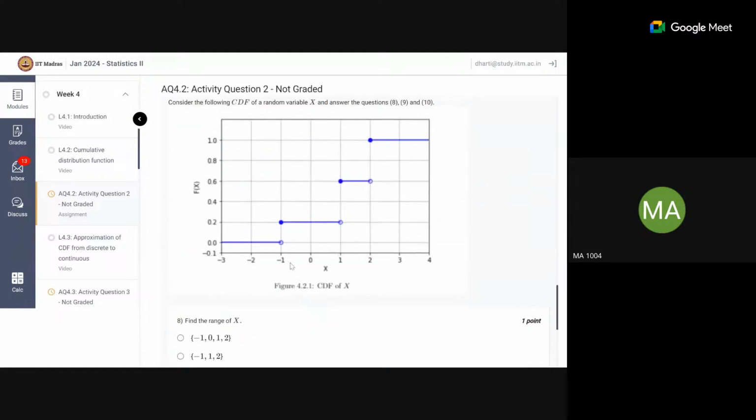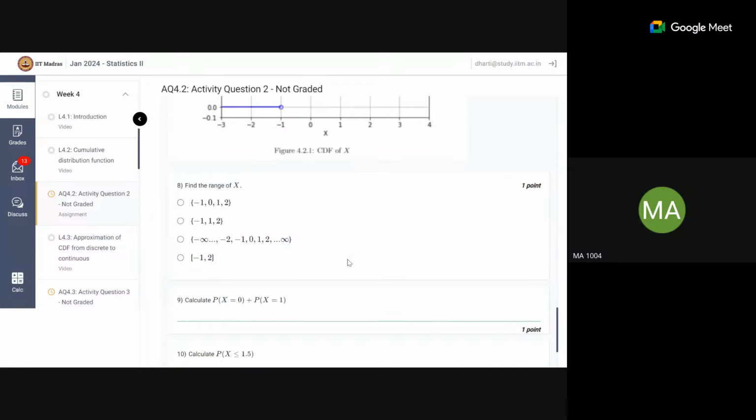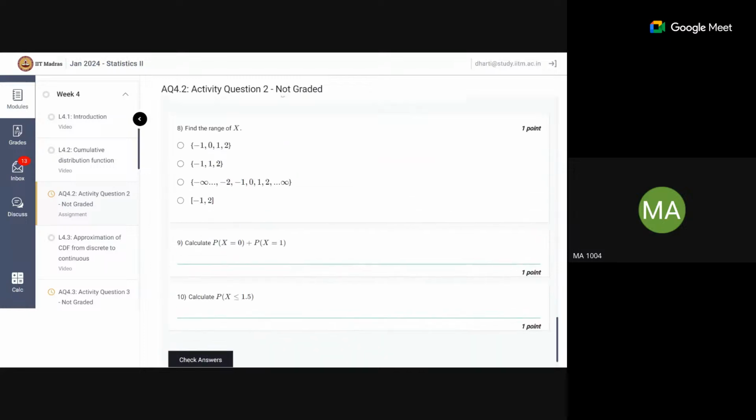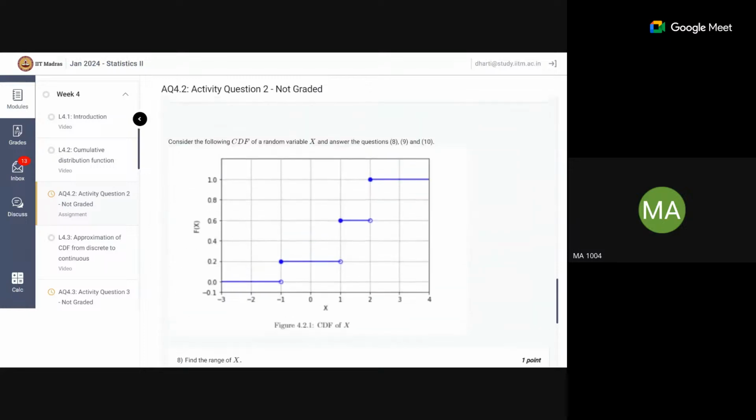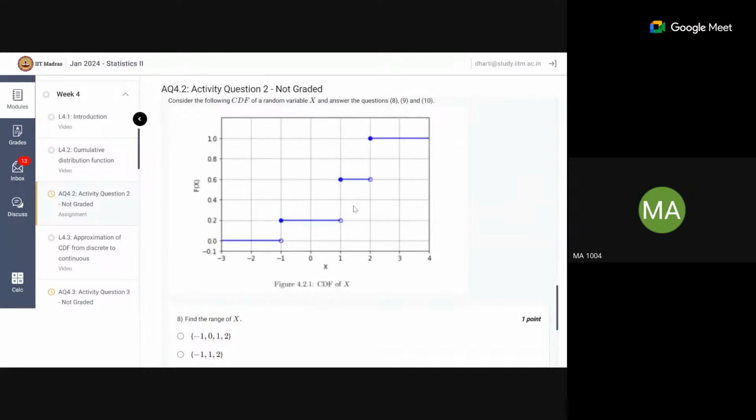Anyone want to help here? 0.2. Probability x less or equal to 1.5, right? So you have to just add all these things, or directly you can say it's a CDF. It's 0.6 only. 0.6, okay, understood. Directly, that's why I was asking whether we need to add. No, that's what the CDF is.